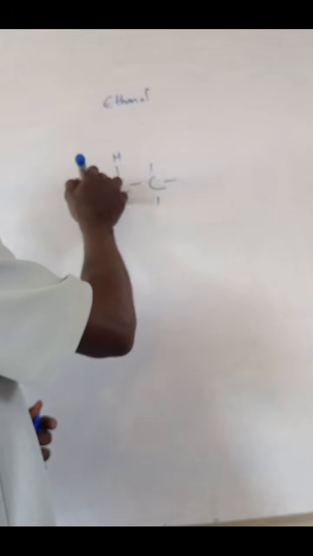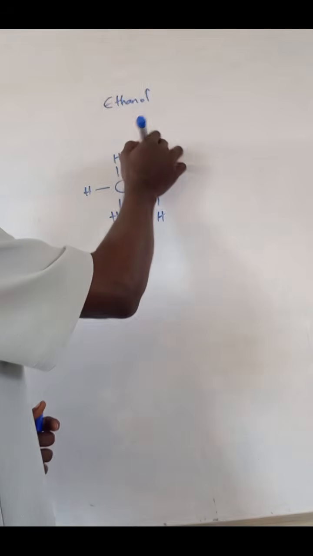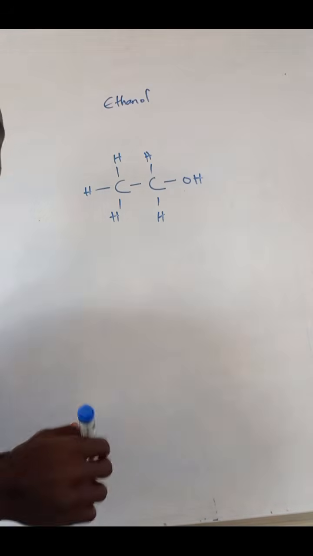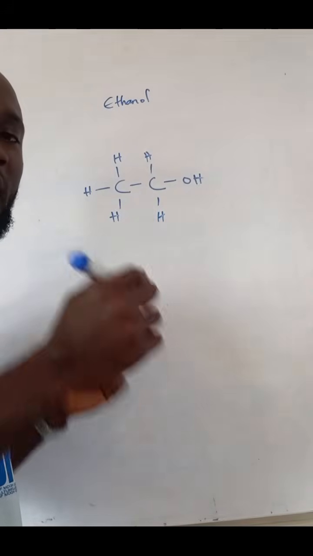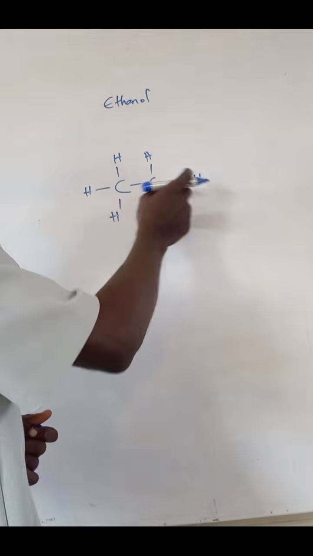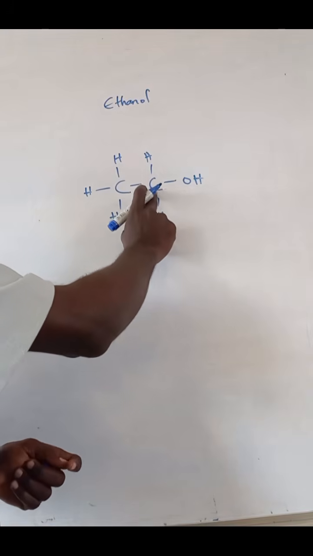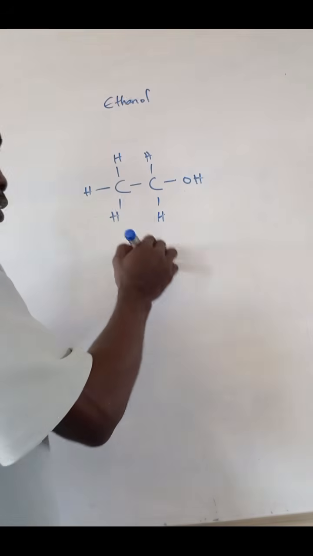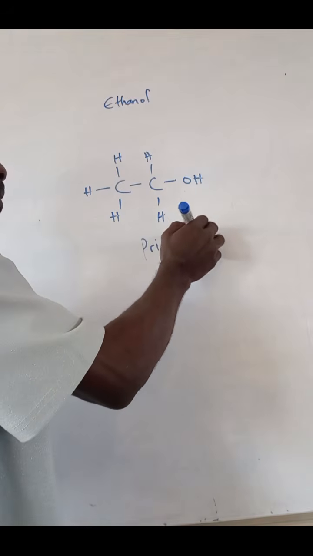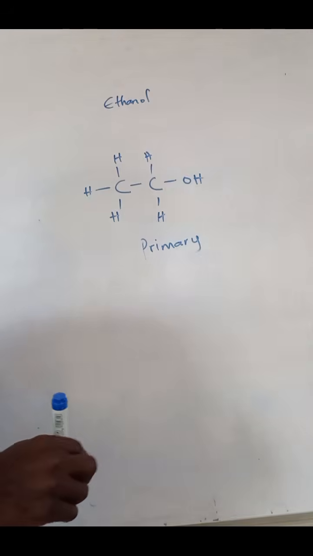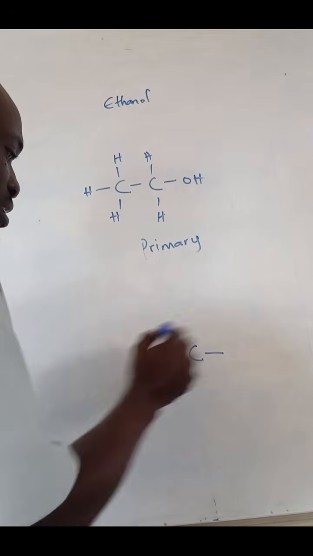So this one we have H, and then this is OH, which is the functional group of the ethanol or the alcohol. Now this is ethanol here. Now you check the carbon that is close to the functional group. How many alkyl groups are attached to this carbon? It is CH3. It's just one. So that is why we call it primary alcohol. Primary alcohol.